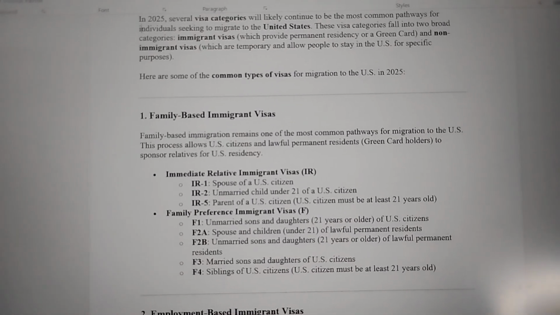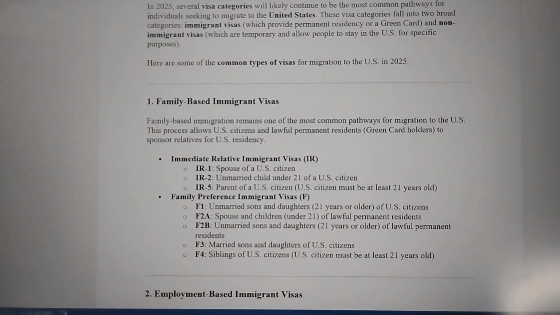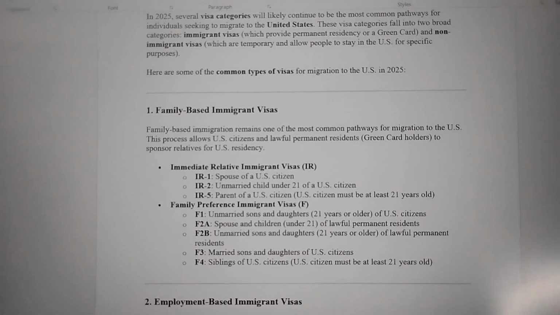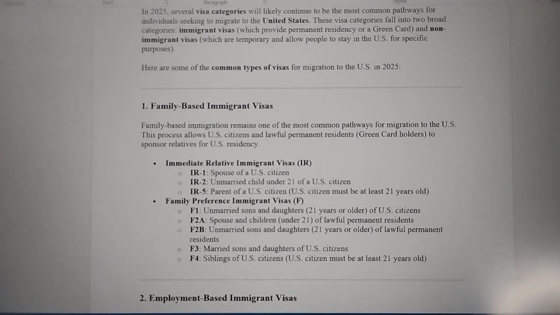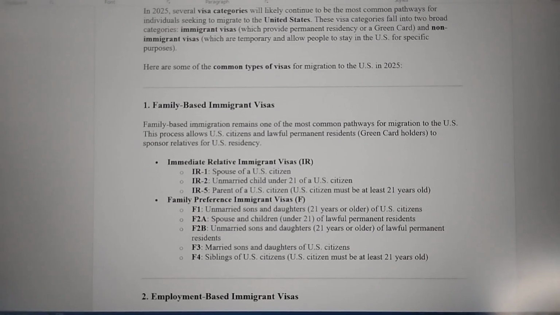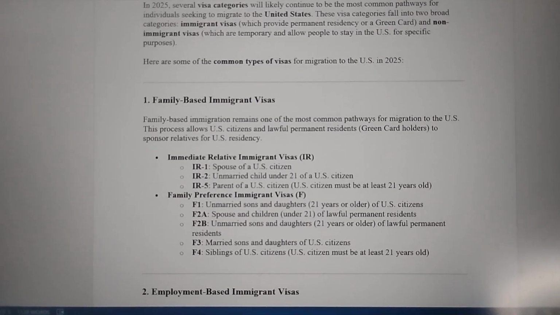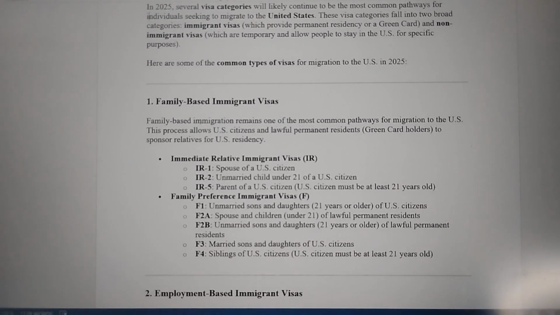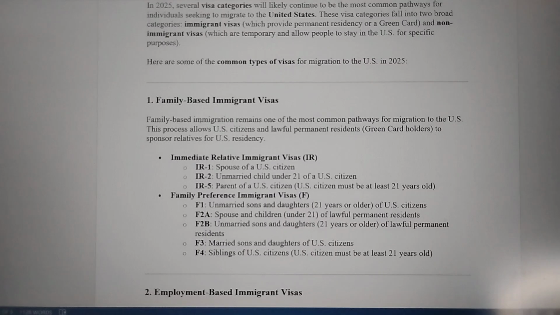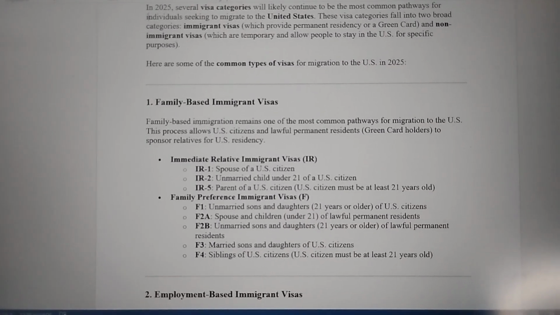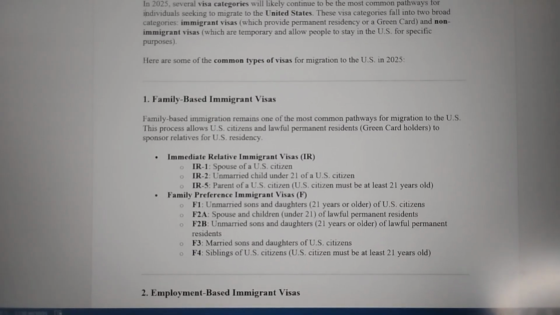Now, these visa categories fall into two broad categories. I want you to get me very clearly. Apart from looking at these types of visa, they are also categorized. These categories are immigrant visas, which provide permanent residency or a green card, and non-immigrant visas, which are temporary and allow people to stay in the United States for specific purposes. Therefore, here are some of the common types of visas for migration to the US in 2025.